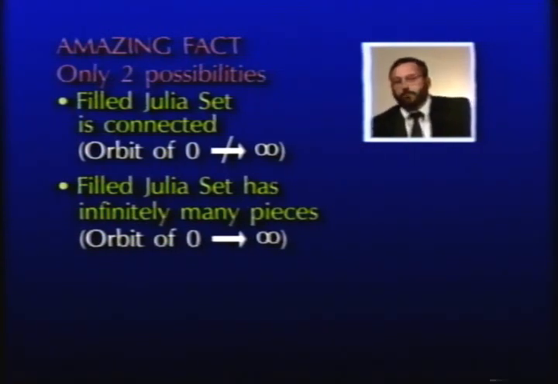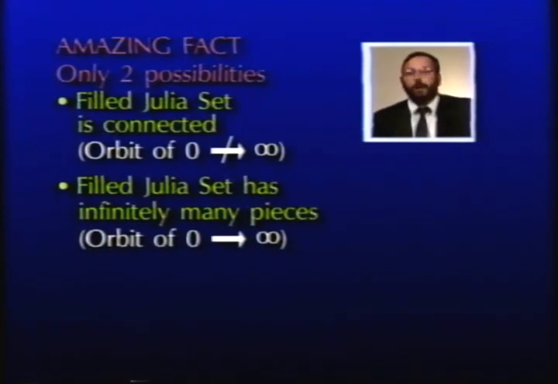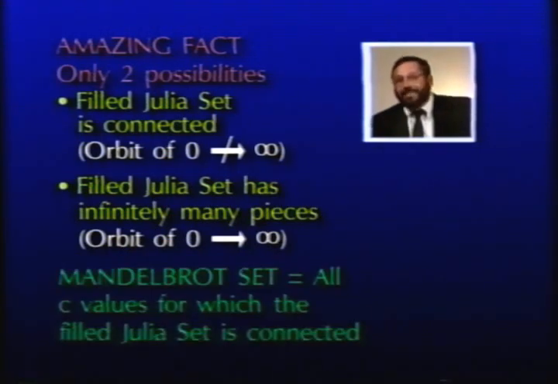So this gives us a completely different interpretation of the Mandelbrot set. The Mandelbrot set is also the set of C values in the complex plane for which the corresponding filled Julia set is connected, just one piece. If a C value is not in the Mandelbrot set, then the corresponding filled Julia set has infinitely many pieces. So now let's finally turn back to the computer and look at a few of these filled Julia sets.